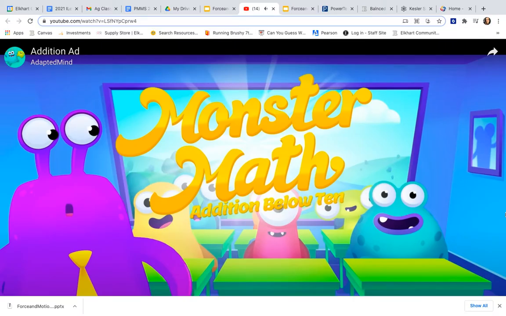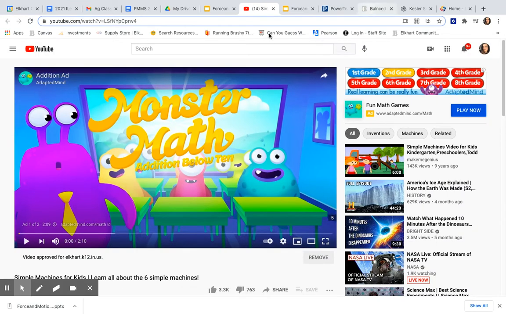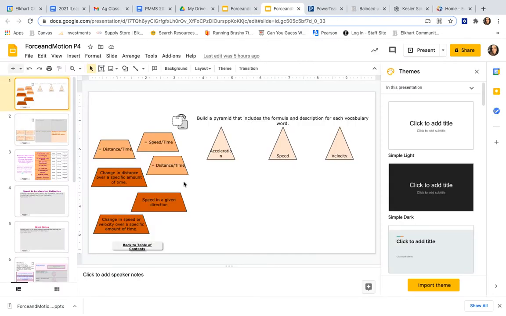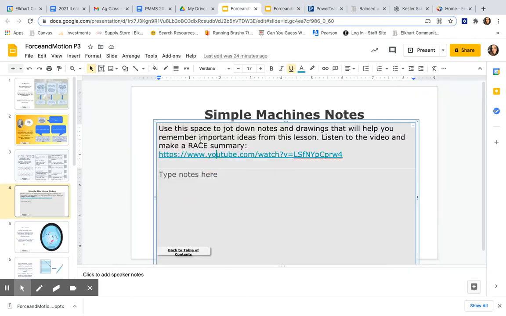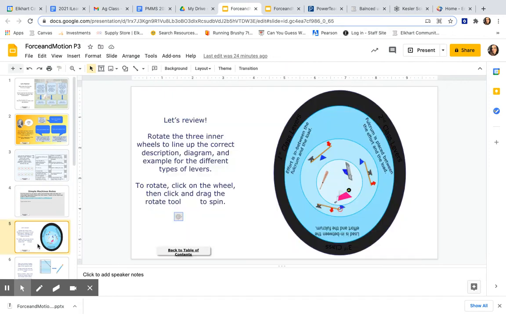All right, so that is simple machines. And now that we have our simple machines, we're going to continue to talk about our other information that we have here. Okay, you're going to do a race format summary for that. And then on slide 5, we're going to review.